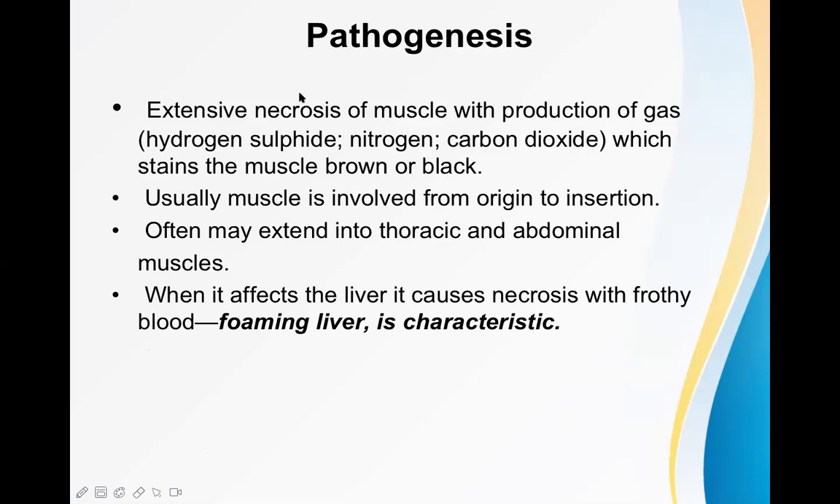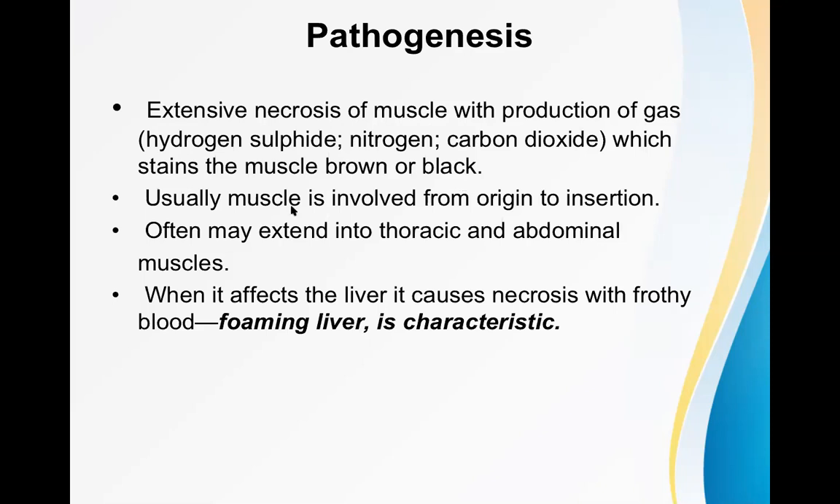Now, what are these toxins doing there? There is extensive necrosis of the muscle, with production of a lot of gases there, and the constituents of those gases are hydrogen sulfide, nitrogen, and carbon dioxide. Also, hydrogen sulfide is a very important one there, and these gases will stain that muscle or tissue brown or black in color as well.